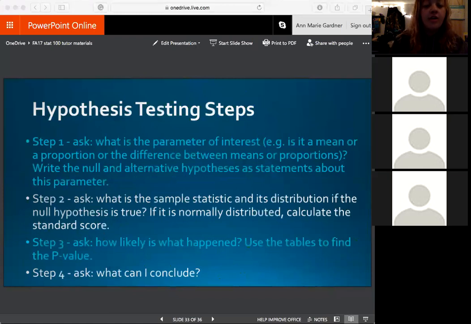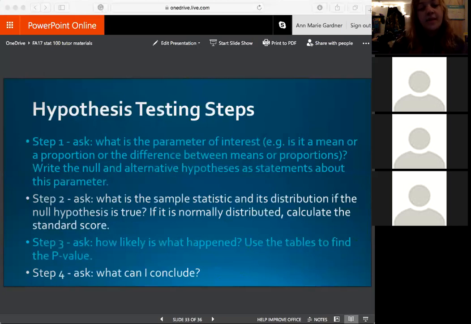First, our first step of hypothesis testing is trying to figure out what our parameter of interest is, just like we did in confidence intervals. So mean or proportion, categorical or quantitative data. And then you want to write your null and alternative hypothesis. Your null is showing that there's no change. Alternative is saying there's some sort of change going on.